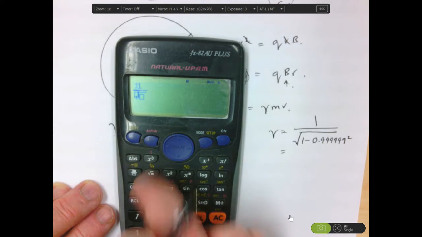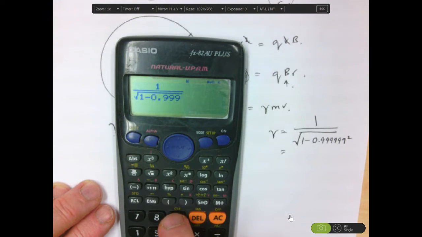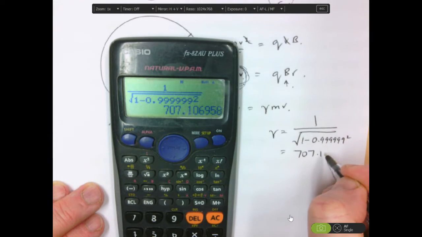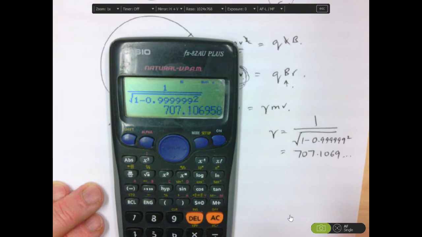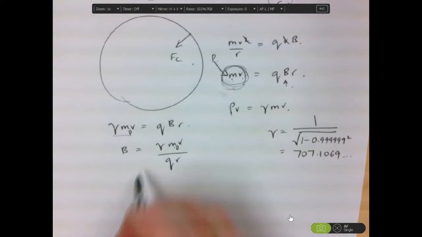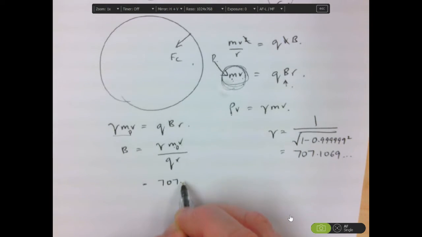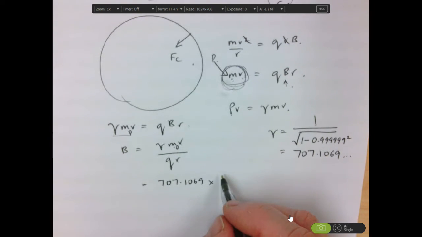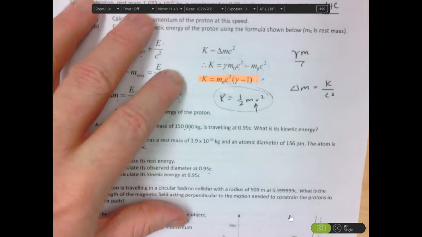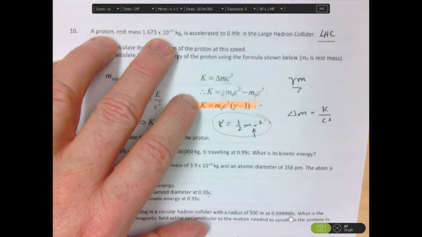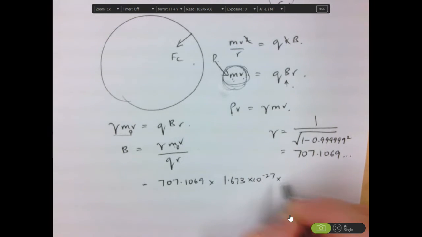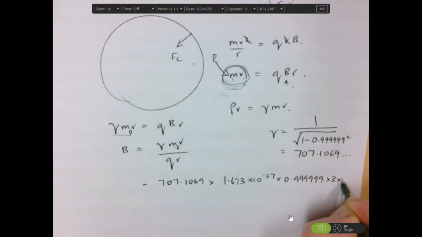Okay, gamma is 1 over the square root of 1 minus 0.999999 squared. That gives 707.1069. I might just keep those numbers as dot, dot, dot. So putting these values in, 707.1069 times m naught. Now that's the rest mass of this proton, which we find on your data sheet for the HSC, but we're also given it just here. So it's 1.673 by 10 to the minus 27 times the velocity. Now the velocity is 0.999999 times 3 by 10 to the 8.